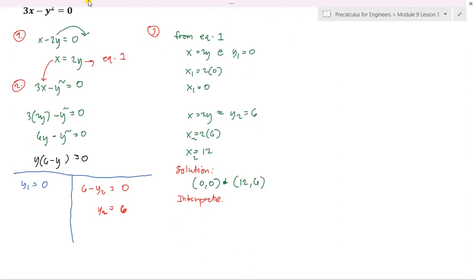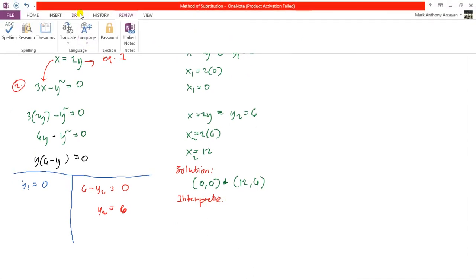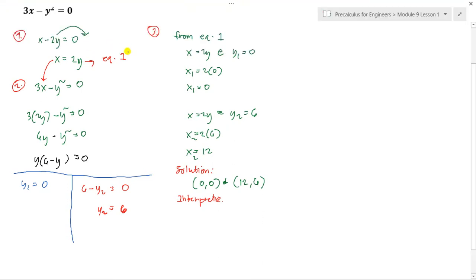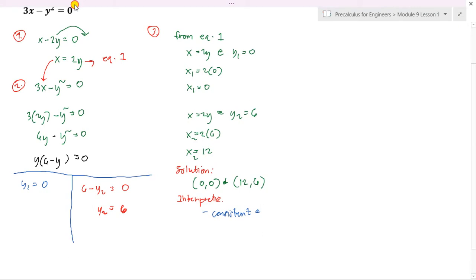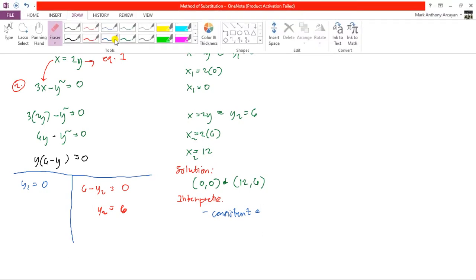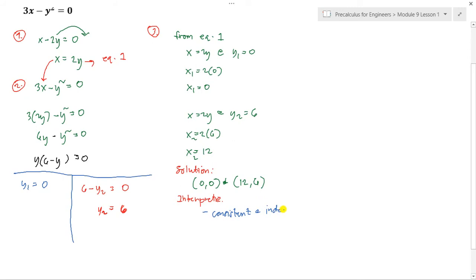Now, since we have a different solution, so therefore we can say, okay, makaingin kita nga kani siya, this is a consistent and independent. This is consistent and independent, meaning wa siya nakagad sa iyang mga values. Consistent and independent solution because we have two different solutions, 0, 0, and 12, 6.